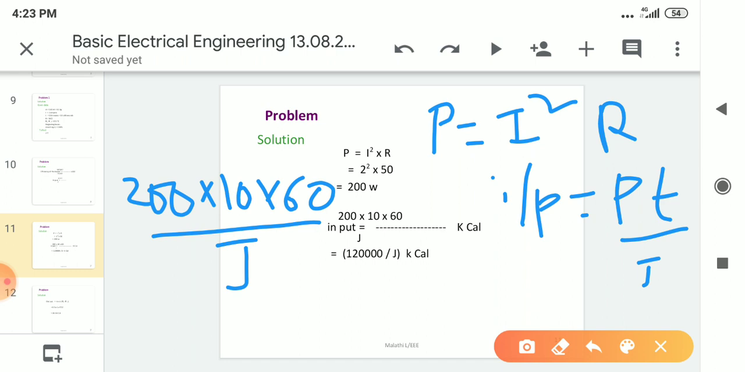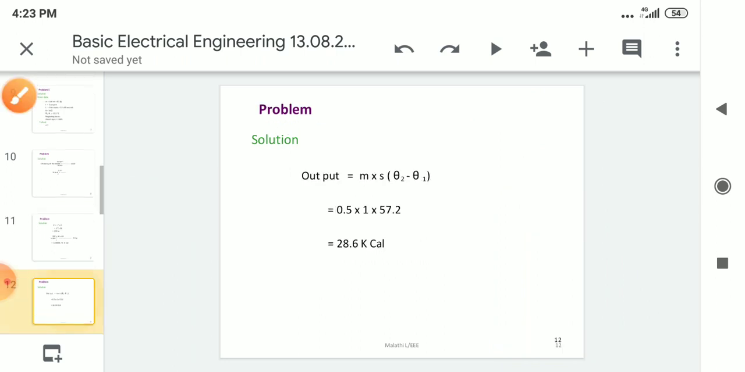After that, the next step is to find the value of the output. What is the formula for the output? m s theta. Let's see how to find the output. Here output is equal to m s into theta. Here m is equal to 0.5, s is equal to 1, because for water the specific heat is 1 calorie. And theta 2 minus theta 1 is equal to 57.2.